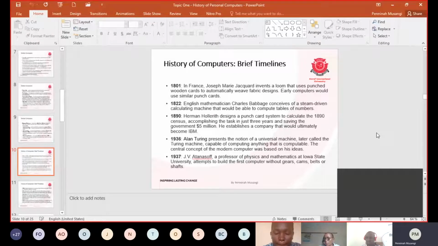1937, Atanasoff was a professor of physics and mathematics at Iowa State University. He attempted to build the first computer without gears, cams, belts, or shafts. Remember the previous computers we were talking about were mechanical, and something which is mechanical is driven by gears, cams, belts, and all that. So in 1937, this professor attempted to build a computer without the mechanical aspect, that is, the gears and all that.